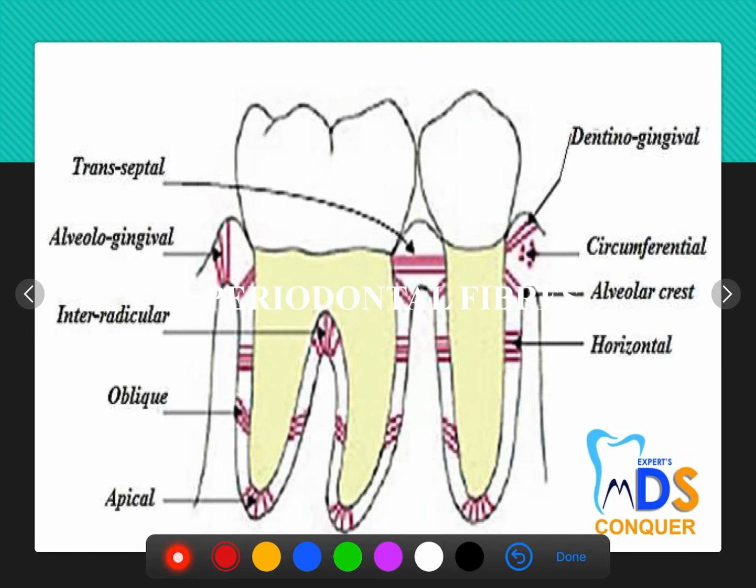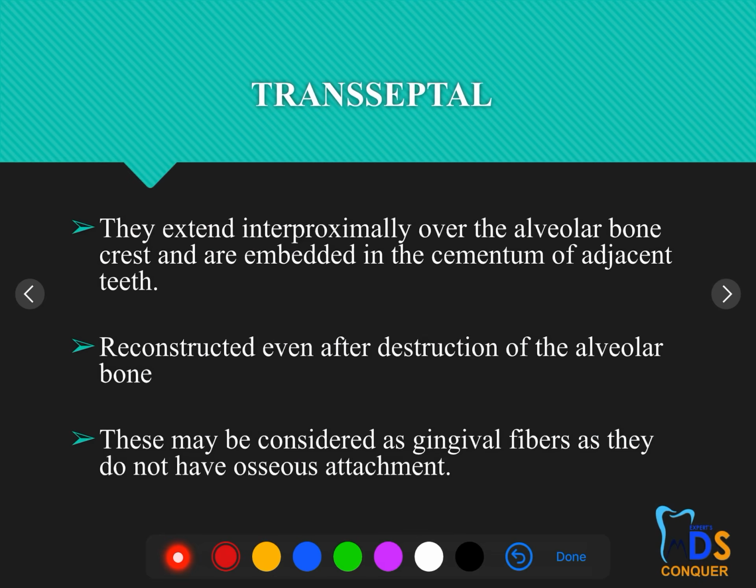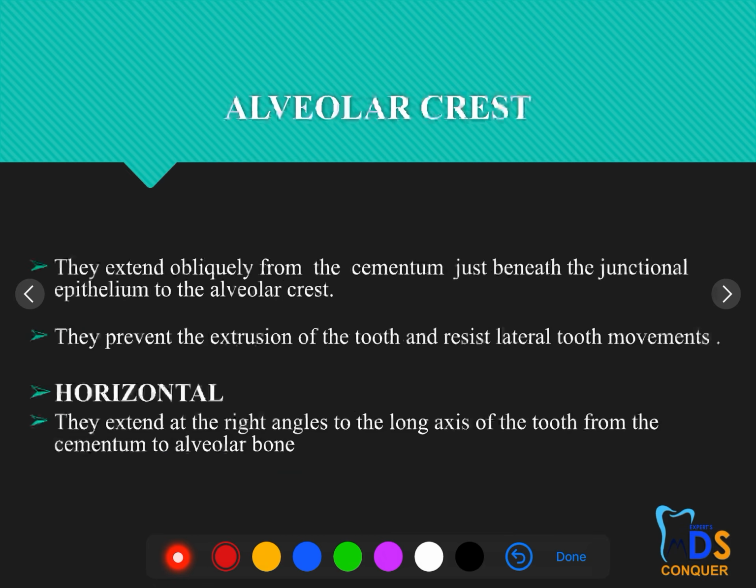And this image is very important, how you need to know where the oblique, apical and interradicular fibers are, and with the image you can explain it. Moving on to the transeptal, here, as all of us know, it has no osseous attachment. It is the first one which is reconstructed after periodontal surgeries. And alveolar crestal fibers extend obliquely, and their main function is to prevent the extrusion of the tooth and resist lateral tooth movement. Coming to horizontal, it is attached at right angles.